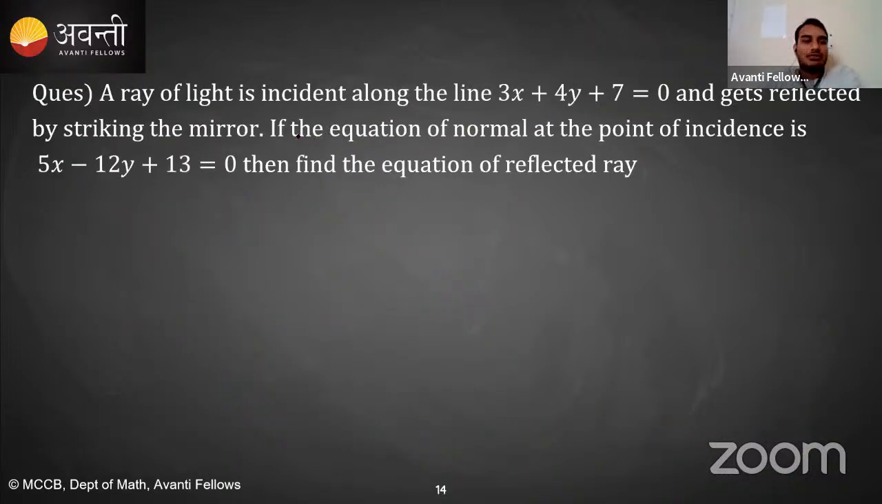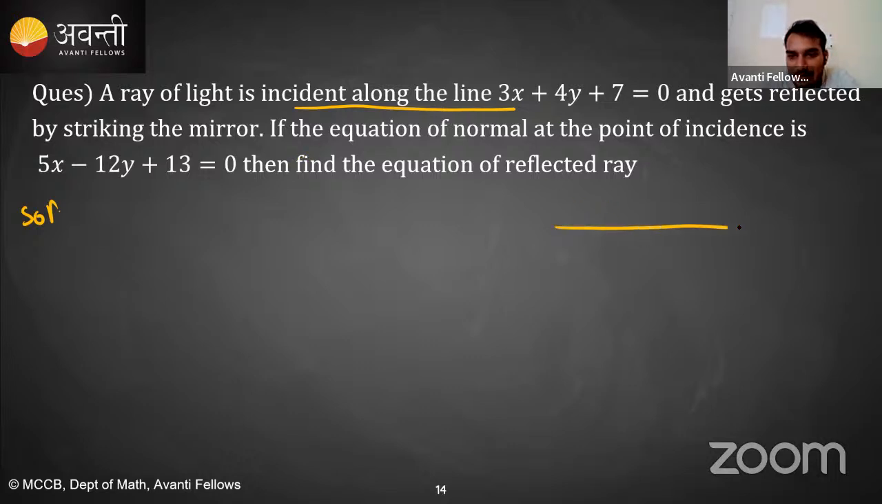So now next question, students. The next question is: a ray of light is incident along the line 3x plus 4y plus 7 is equal to 0 and gets reflected by striking a mirror. If the equation of the normal at the point of incidence is 5x minus 12y plus 13 equal to 0, then find the equation of the reflected ray.